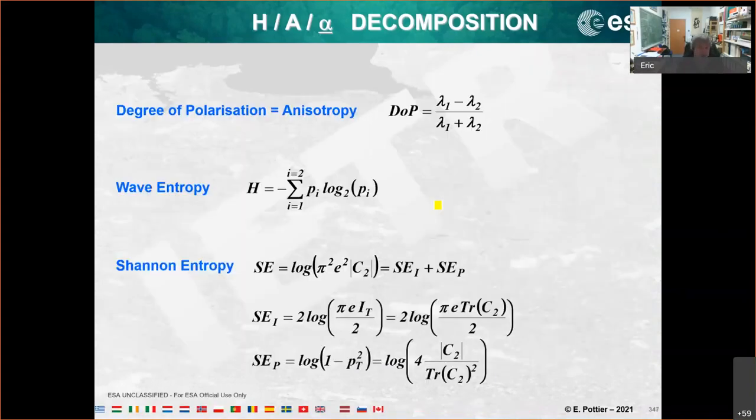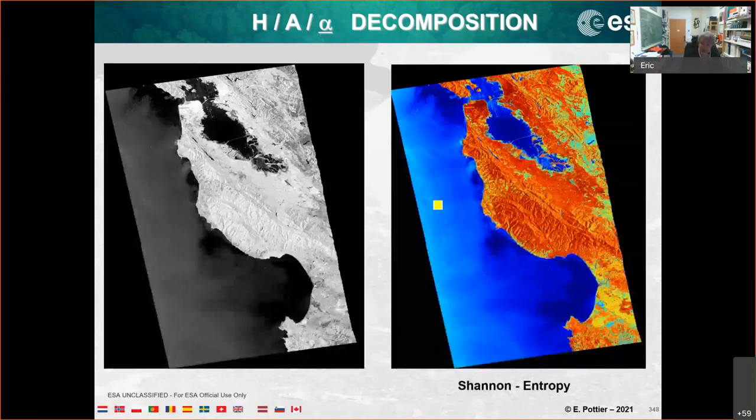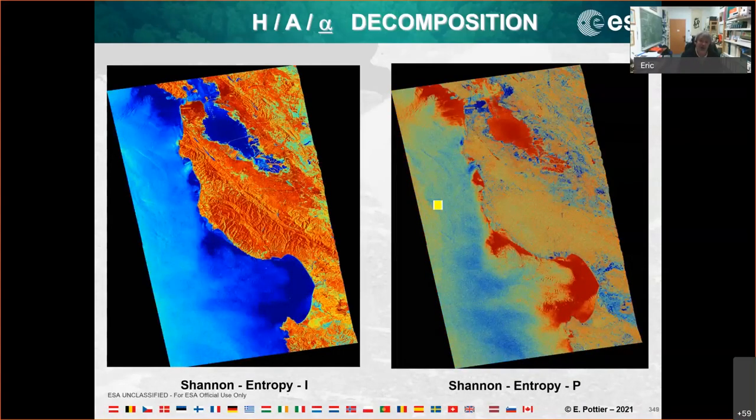Something which is also interesting concerning the eigenvalues: we have seen that we can derive the anisotropy, which corresponds to the degree of polarization. We can derive also the wave entropy, and we can also derive the Shannon entropy, because you can adapt the Shannon entropy expression with the dimension 2 by 2 of the covariance matrix. So here also, I can split the Shannon entropy in two parts. One corresponds to the intensity, the second corresponds to the polarization, to the change of polarization. And I can get these two pieces of information about the Shannon entropy.